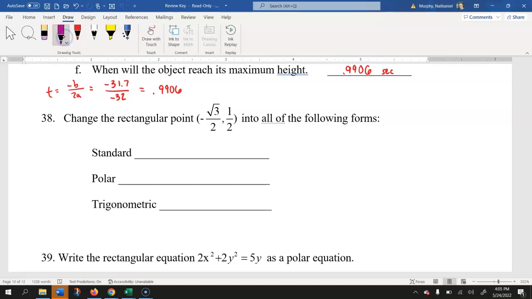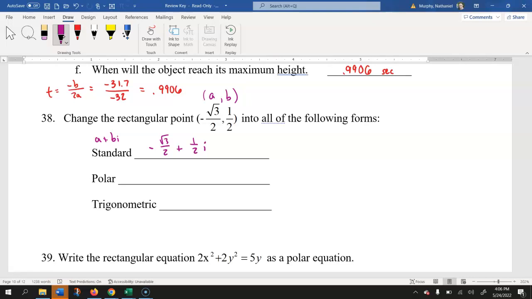All right, let's look at number 38. This is a rectangular point. We're going to try to find the standard form, the polar form, and the trigonometric form. So remember the standard form, we just put that in a plus bi form. This is our value for a, this is our value for b. So it would just be negative square root 3 over 2 plus our b, which is 1/2, times i. That's all you got to do for that.